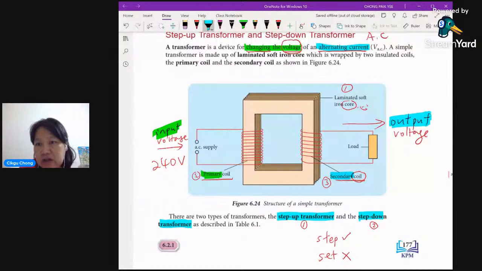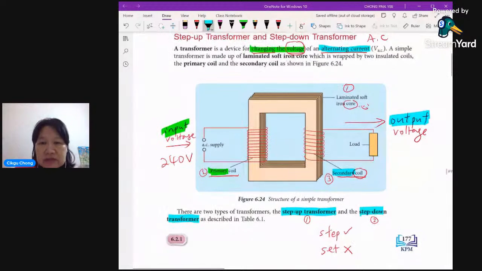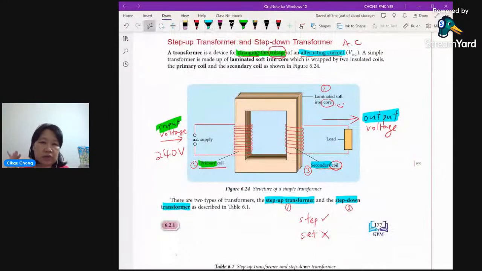If you're not sure which is secondary and which is primary, you look at whether they label input or output. If they label that side output, that means that side is the secondary coil. If this side they label as input voltage, that means that is your primary coil. So you need to see how it's connected. Now we have seen the three parts: iron core, primary coil, secondary coil.